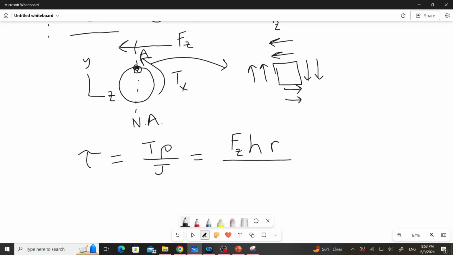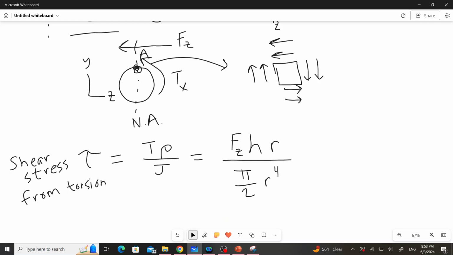And then the polar moment of inertia, we won't derive this, but we do know what it is. You can look it up or re-derive it yourselves. We know the polar moment of inertia is pi over 2 times r to the 4th. Okay, so that takes care of the shear stress from torsion. I'm going to make note of that just to keep it clear. So this is shear stress from torsion.